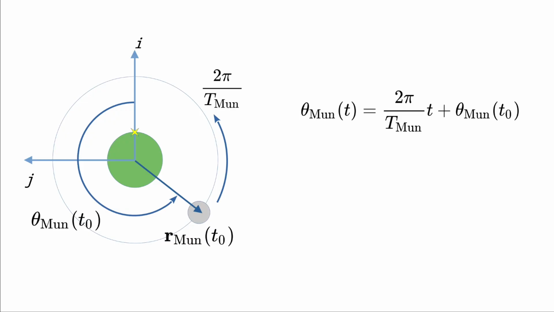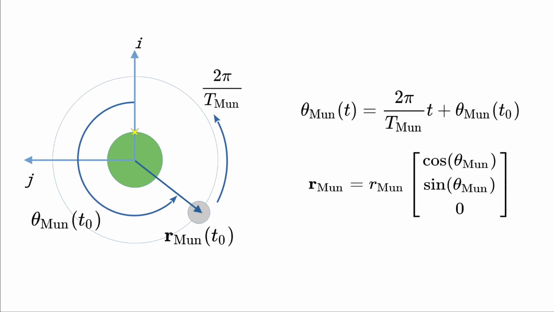If we know theta moon at any given time, we can write our moon as shown. We use column vector notation here to express our moon, in which the quantity in each row represents the i, j, and k values of the vector respectively. Here the scalar r moon is the magnitude of the vector, which, since the moon's orbit is perfectly circular, will always be its orbit's semi-major axis.